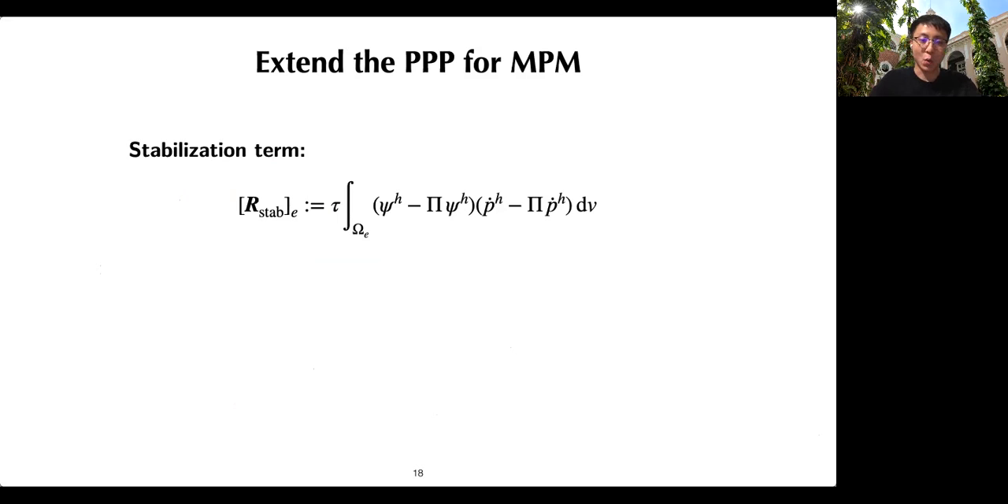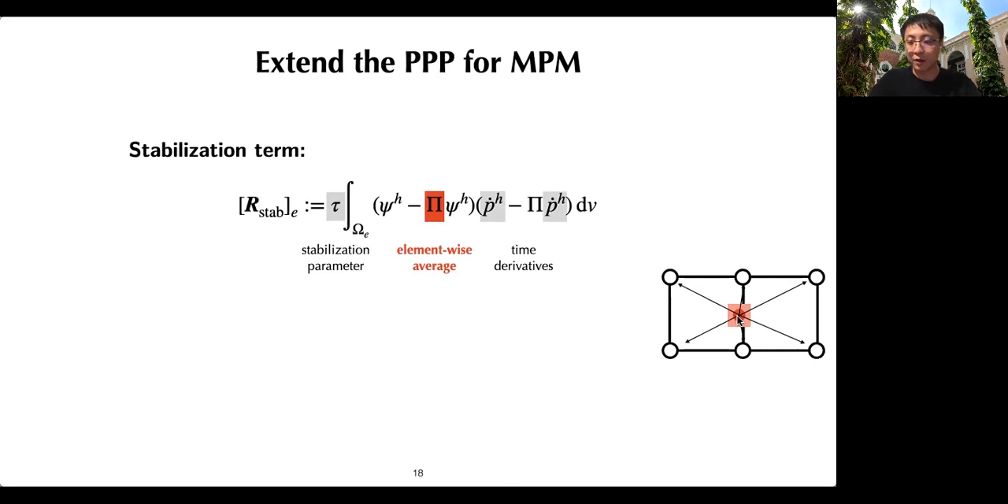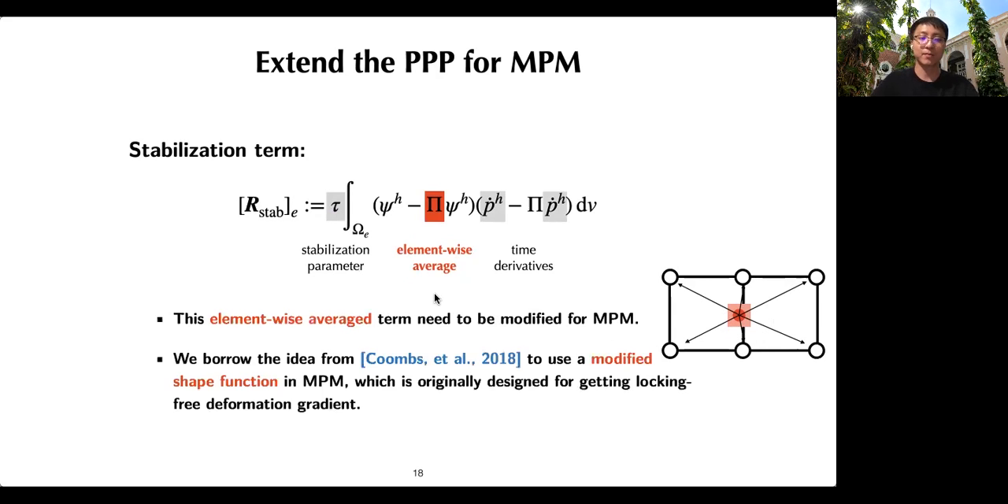In order to extend for MPM, we need to do some modifications. Let's now have a look at the stabilization term more closely. It consists of three parts. The first part is a stabilization parameter. The second part is an element-wise average term. And the third part is a time derivative. Here I use red color to represent a material point particle. This particle may influence multiple background grids, so we need to modify this element-wise average term. We borrow the idea from Kuhnbull et al. to use modified shape functions in MPM, which was originally designed for getting locking-free deformation gradient. After using this modified shape function, we can get an average term. So we can calculate this stabilization term for MPM. Then we can extend the PPP method for MPM.